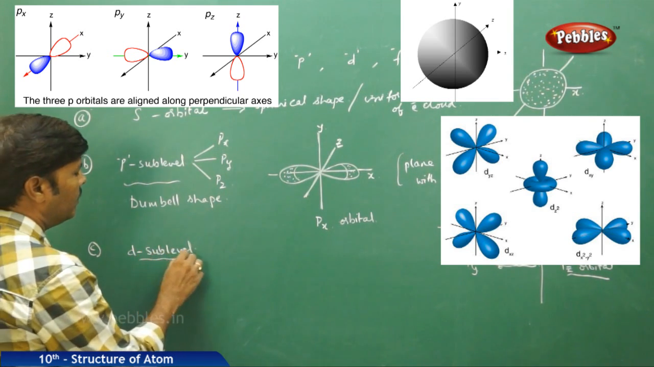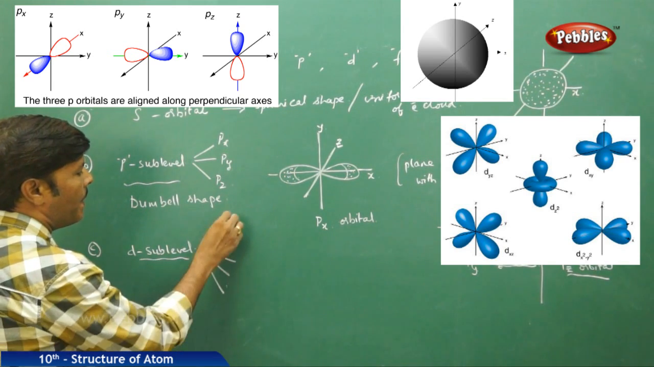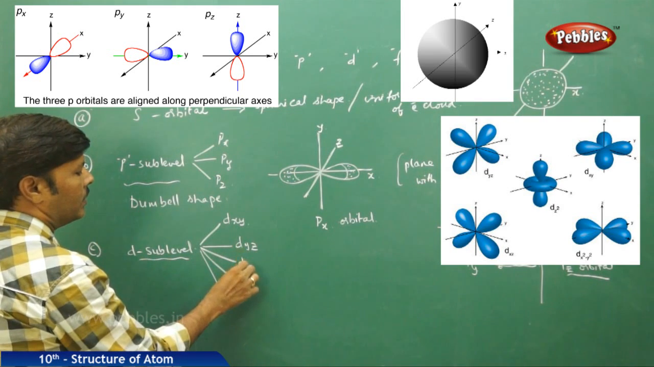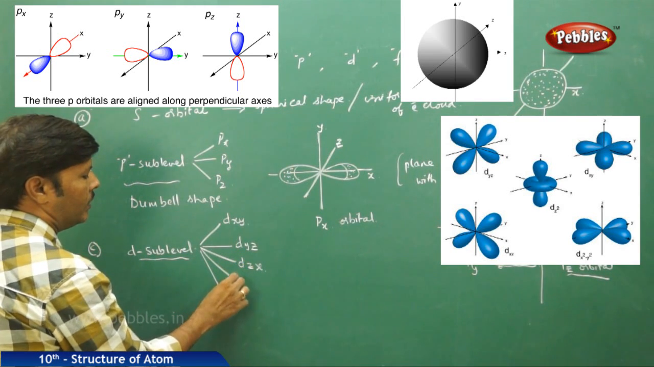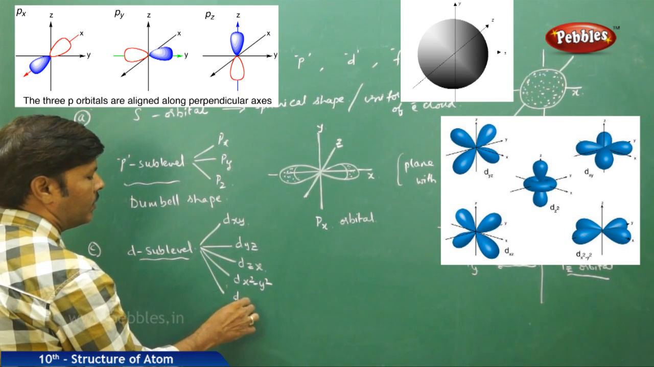The d sublevel has 5 orbitals altogether: dxy, dyz, dzx, dx square minus y square, and dz square.